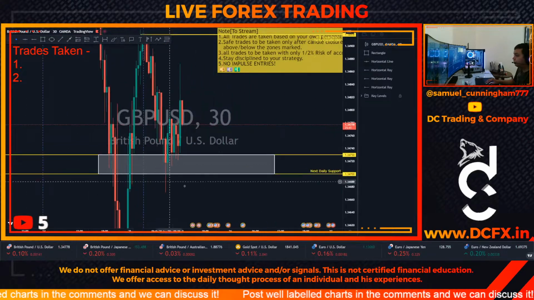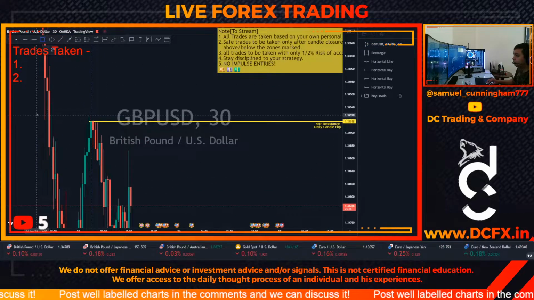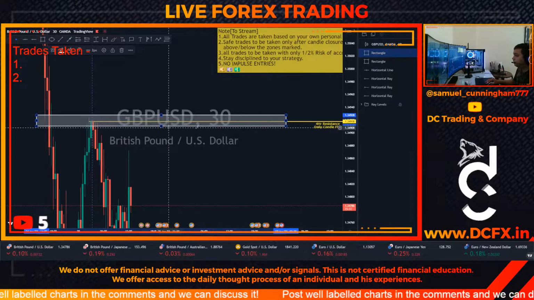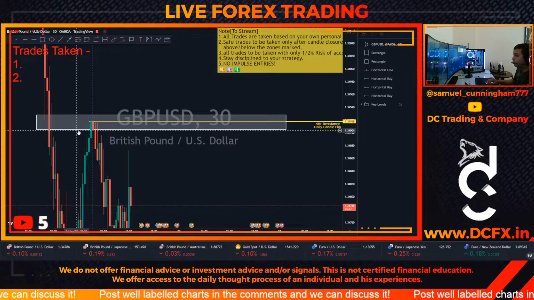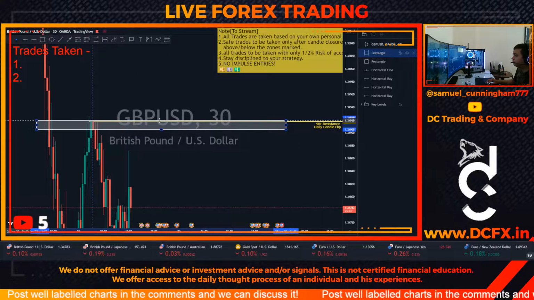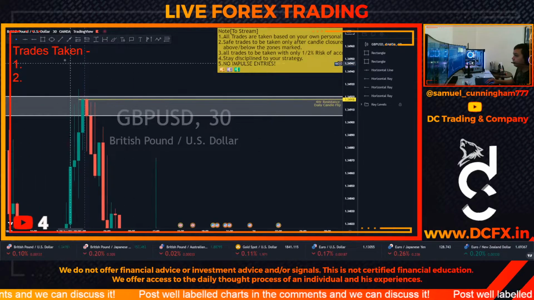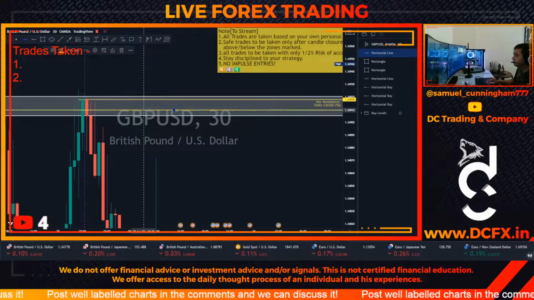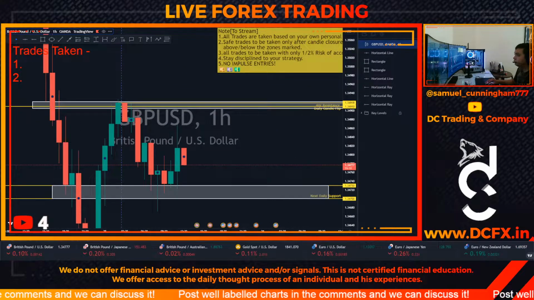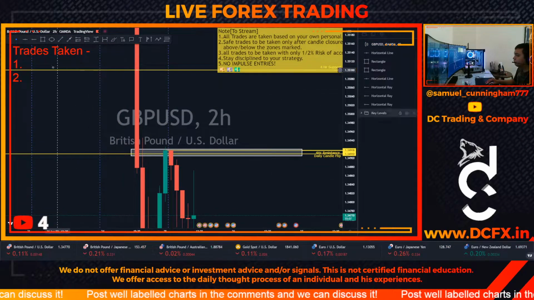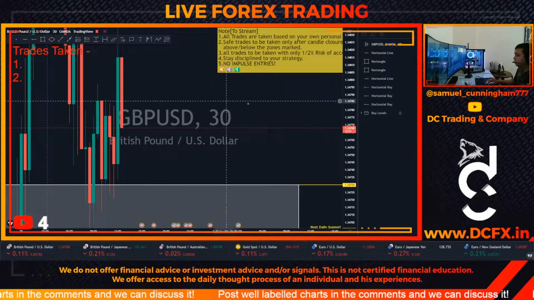So we have to make sure we don't go below this level first. When you look at it, you want to take trades on GBP USD perhaps once you break above this level. Can you see the rejections we have on this level? So I wouldn't want to take a trade until we break this level right there. So yeah, let's watch and wait.